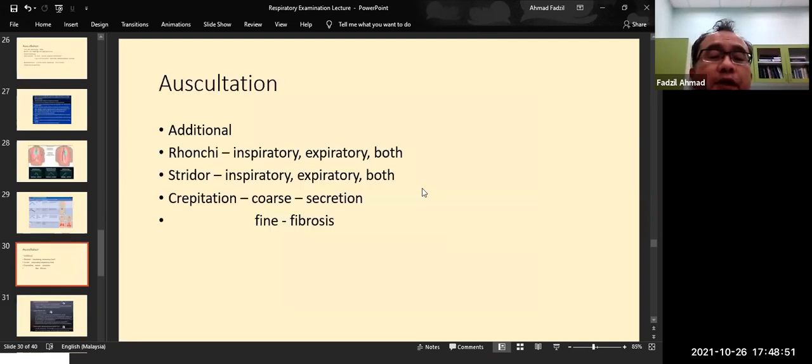So when you auscultate, what you look at, as I mentioned earlier: bronchial breathing, inspiratory, expiratory, or both; stridor, inspiratory, expiratory, or both; and crepitations, coarse or fine. Coarse crepitations usually come from secretion, large secretion. Fine crepitations come from small secretion or fibrosis.